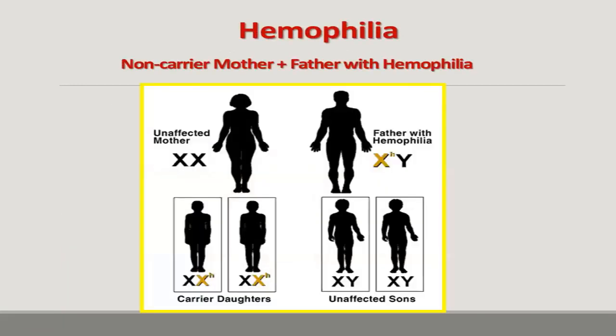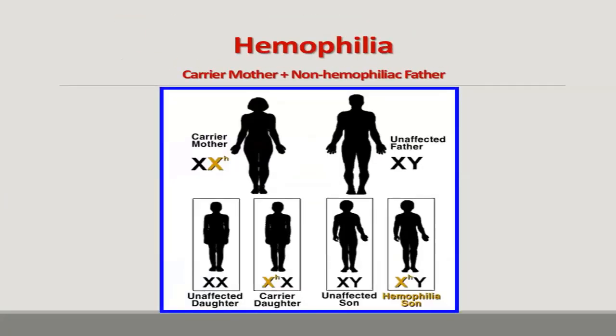In this pedigree picture, you can see both parents: the mother is normal and the father has hemophilia. So the daughters are all carriers because they take the diseased X from their father, while the sons are unaffected. In another picture, when a carrier mother marries a non-hemophilic father, this mother will have a 50% chance of having carrier daughters, and half of her sons will have hemophilia.